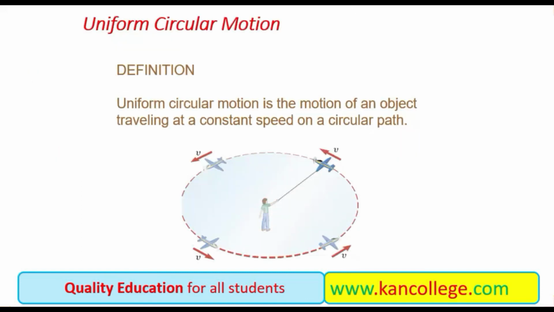At last, we define some basic concepts. Uniform circular motion is the motion of an object traveling at a constant speed on a circular path.